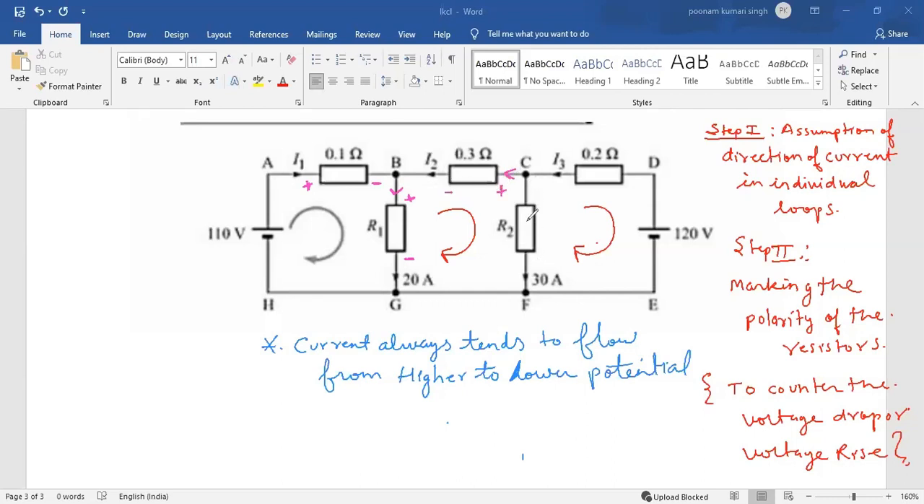Here also current is coming downwards. That means it is entering here, so it will be plus here, minus here. Here also current is moving like this. That means in this resistor current has entered like this and came out like this. So this is plus and this is minus. And this plus and minus is already given in my circuit.